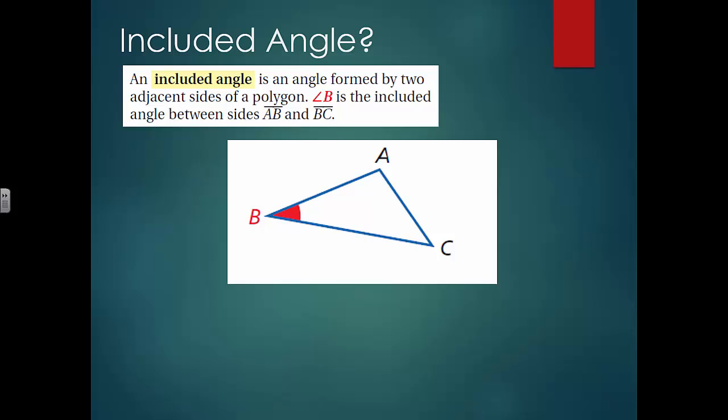So just to reiterate, the included angle is the angle formed by the 2 adjacent sides of any polygon. So angle B is the included angle between side AB and side BC. These 2 sides touch at point B, and so therefore this is the included angle.